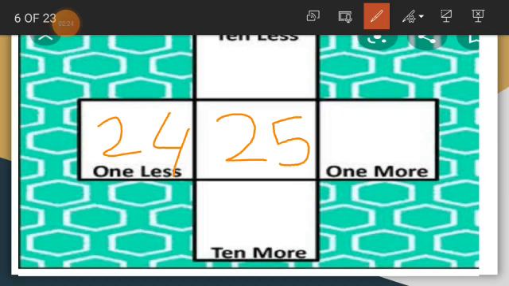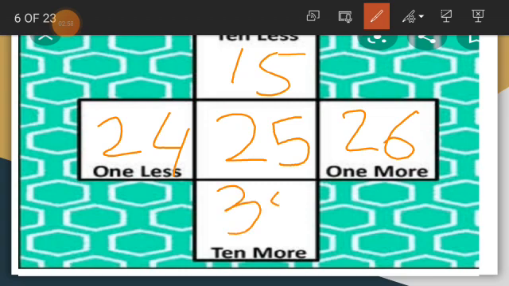Now we are going to add the 1 more. You are going to add the 1 in 25. 25 plus 1 make 26. 24 is before 25 and 26 is after 25. Okay, now move to the up one. 10 less means you are going to subtract the 10 from 25. When we subtract the 10 from 25, what is the answer? Yes, 15. Now 10 more. We are going to add the 10 in 25. What is the answer? 35.